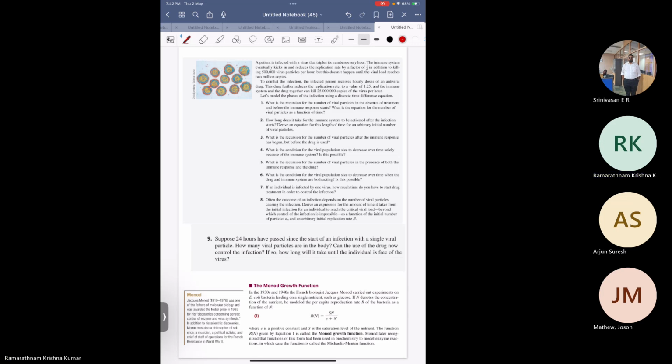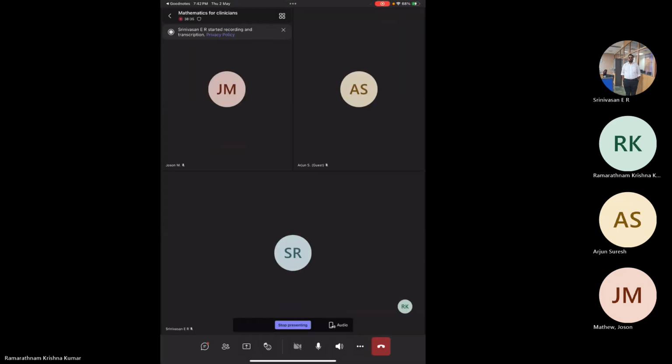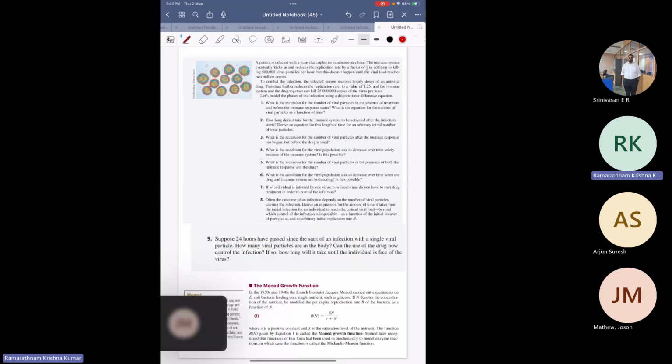Would you like to attempt the problem? A patient is infected with a virus that triples its number every hour. The immune system eventually kicks in and reduces the replication rate by a factor of half, in addition to killing 500,000 virus particles per hour. But this does not happen until the virus reaches a load of 2 million particles.